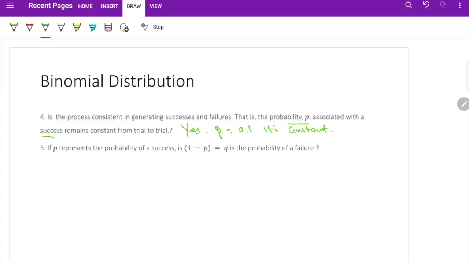If P represents the probability of success, in this case P represents that the car needs to be repaired or reworked. 1 minus P is the probability of the failure. So Q is 1 minus P, which is 1 minus 10%, which is 90%. So the probability that the vehicle will not be reworked is 90%, and this is constant.